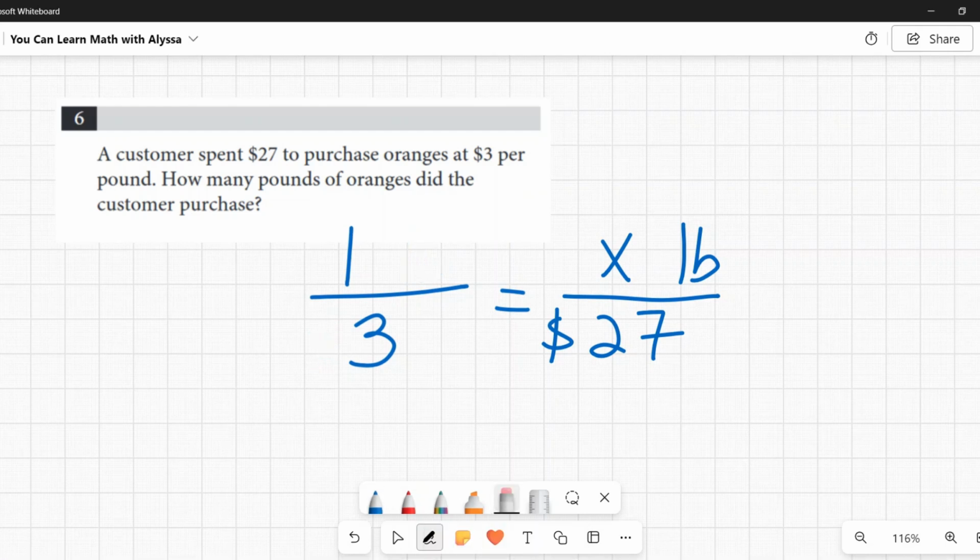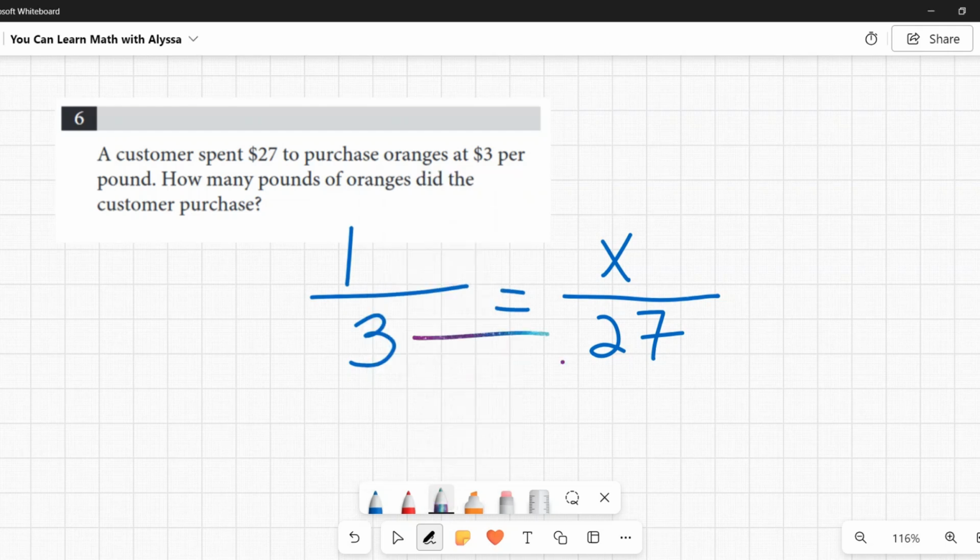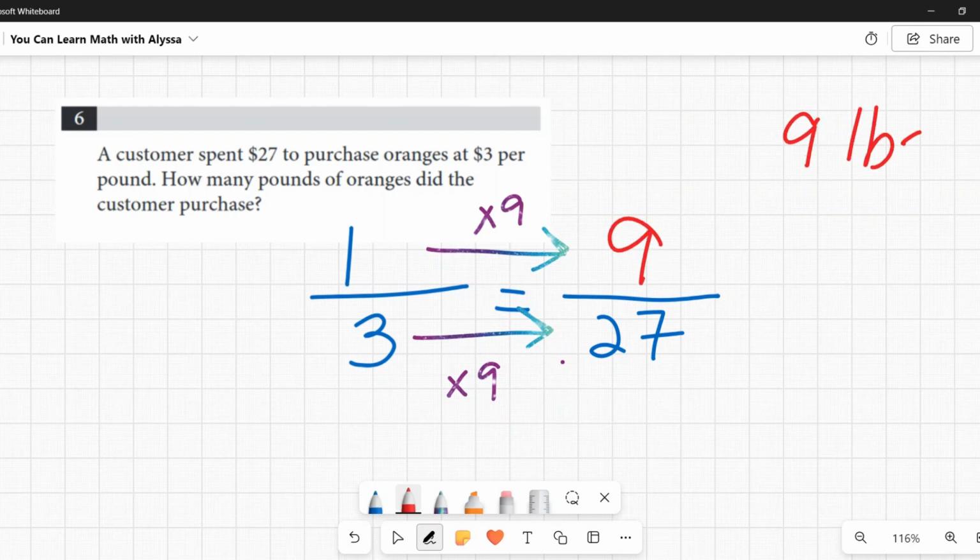So now I can just look at the numbers, and I can do it one of two ways. I can look at it as converting this fraction and say 3 times what equals 27? Multiply by 9. So on the top, 1 times 9 is equal to 9. So that would tell me that it is 9 pounds of oranges.